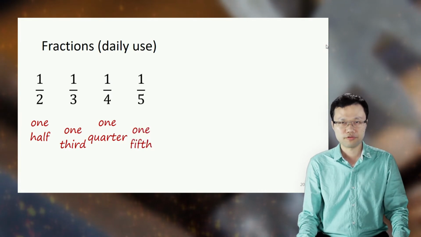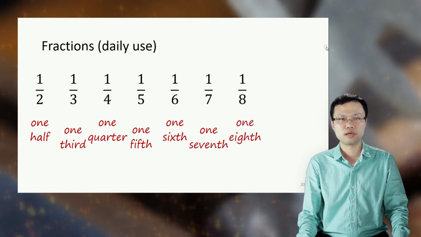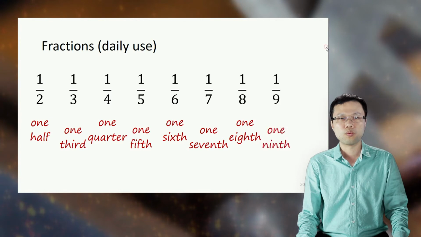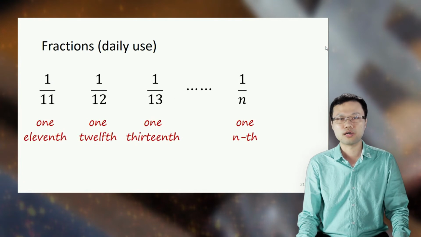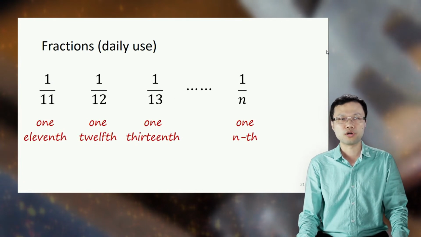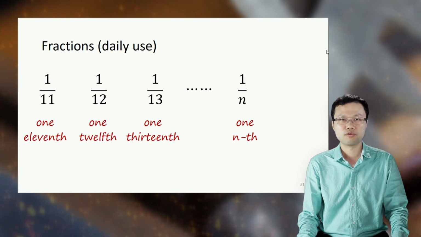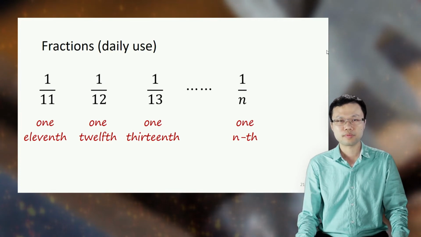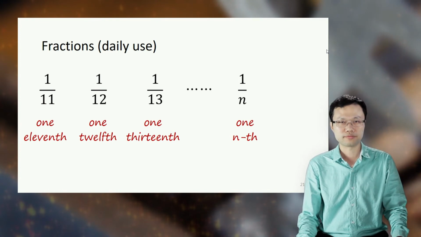Then we have 1/5, 1/6, 1/7, 1/8, 1/9, and 1/10. One can follow this pattern and carry on from 1/11, 1/12, 1/13, and so on to 1/n, one over n. So far, we only introduced the fractions with numerator 1.